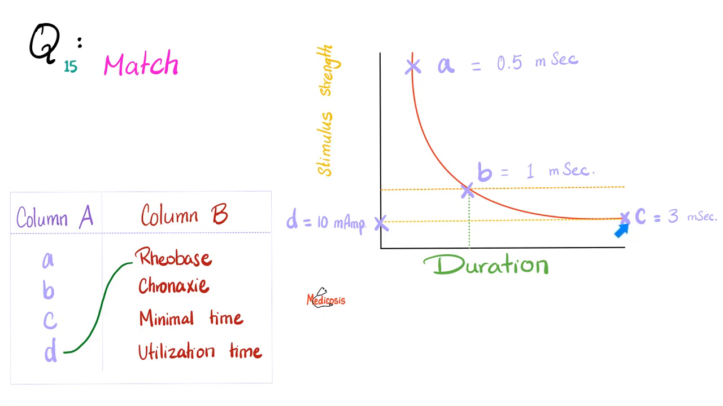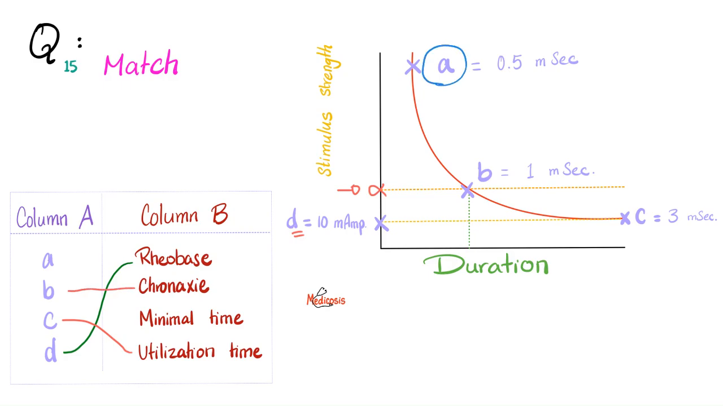How about C? Well, C is the duration of the rheobase. What do you call the duration of the rheobase? I will call it utilization time. Got it. If D is the rheobase, what is this point right here? This is double the rheobase. What is the duration or the time of the double the rheobase? It's called Chronaxie. So Chronaxie is B.